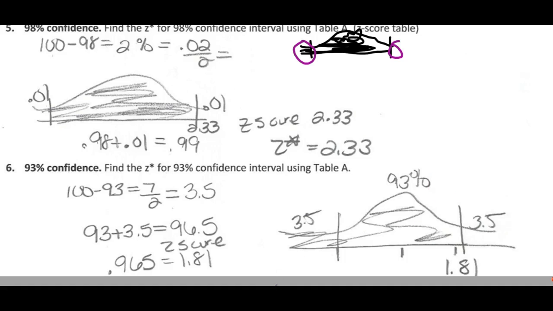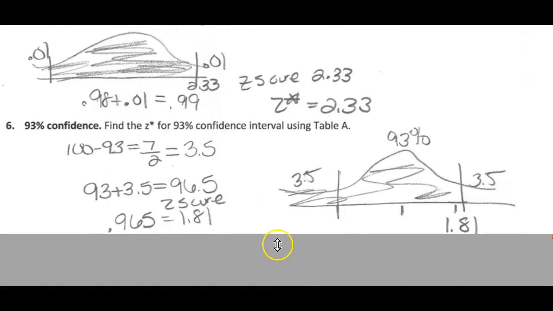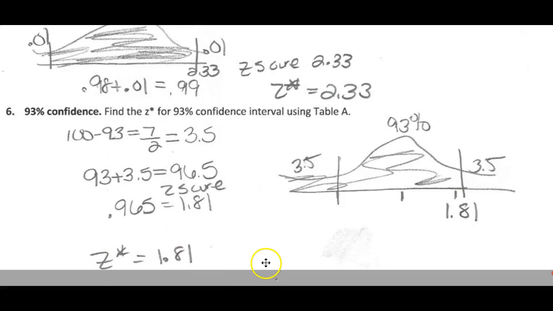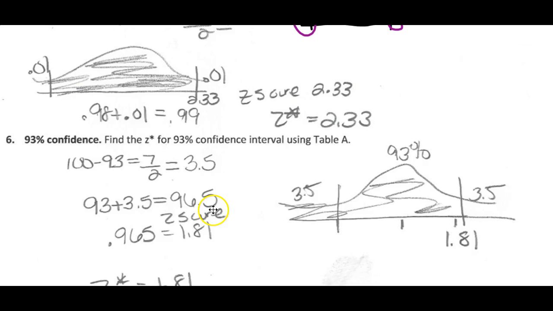So 0.181. Again, you can see where I visually drew the picture for you so you could see it. So that is the z-crit score I would use for a 93% confidence interval.